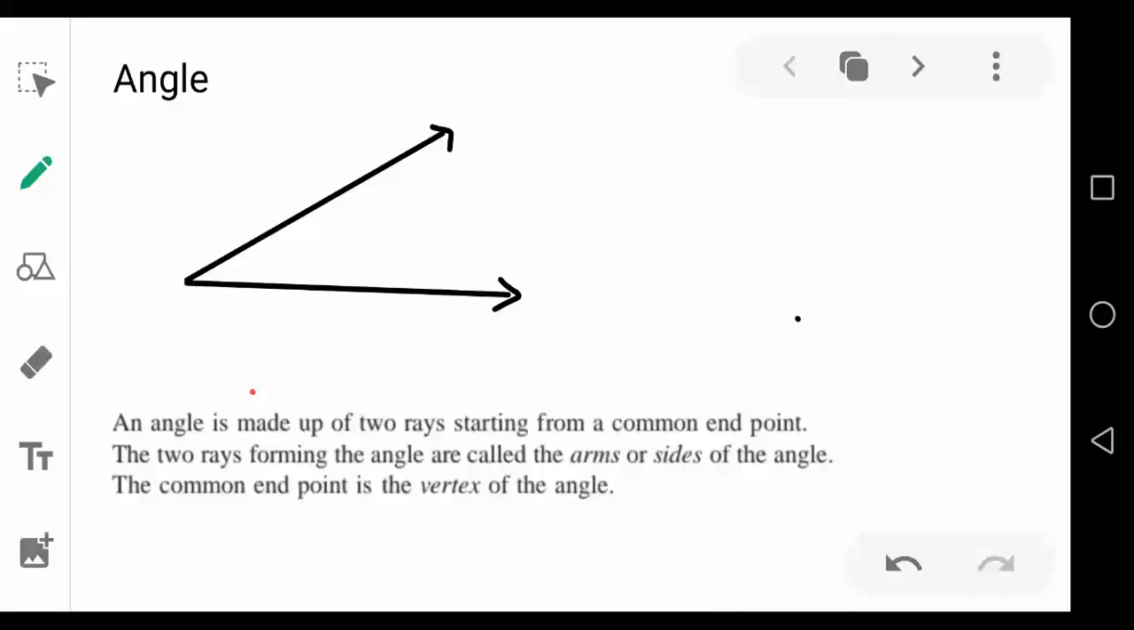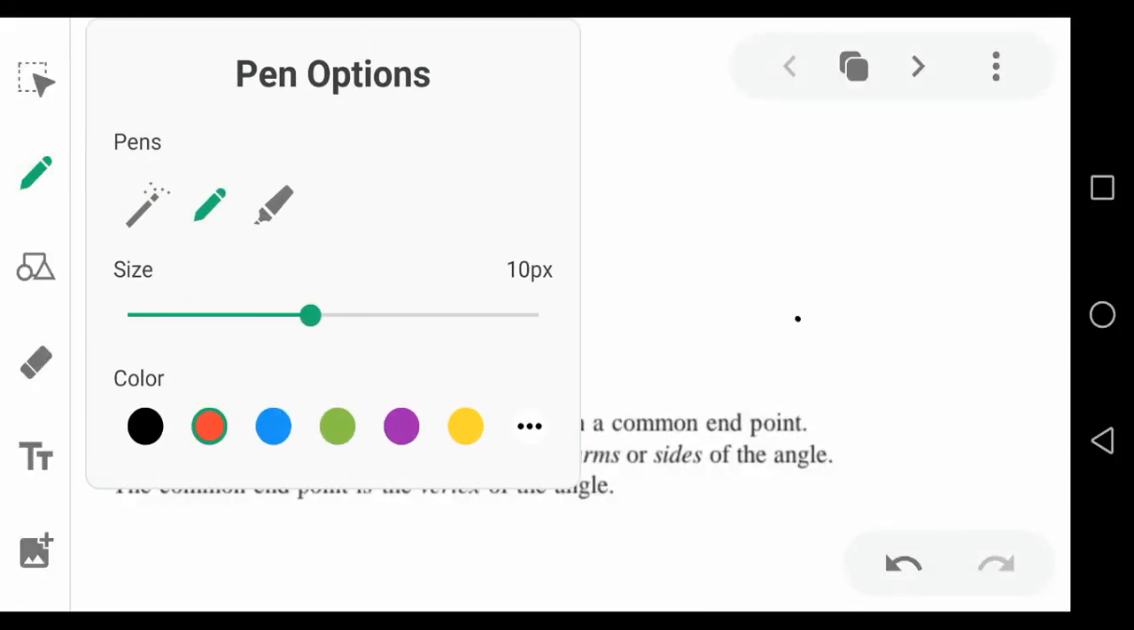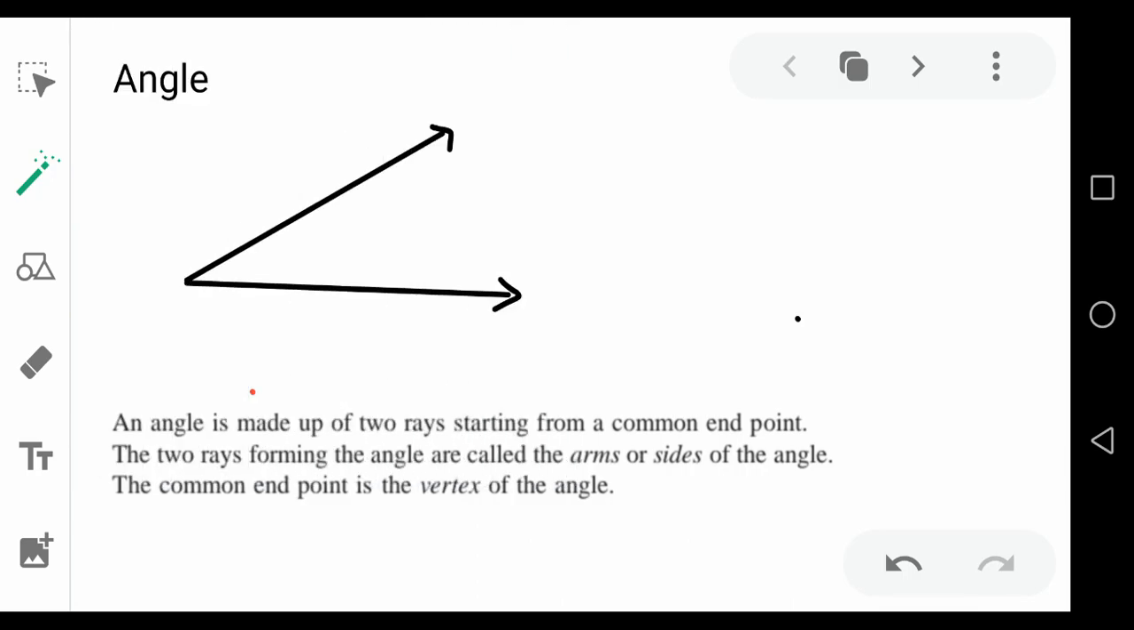Hello students. Today we are going to study a new topic, that is angle. Angle is made up of two rays. Okay. So I'm going to draw two rays here. You know how to draw a ray, right? Ray means one line and it will have one endpoint.